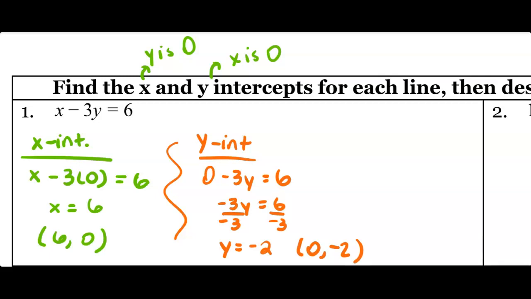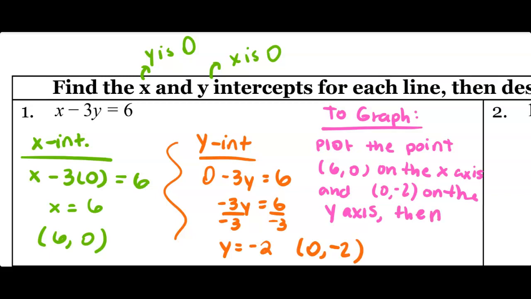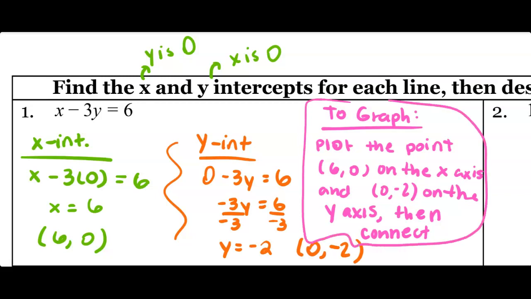To graph this, it's very easy. Plot the point (6, 0) on the x-axis and (0, -2) on the y-axis, then connect. And that will graph that line for you.